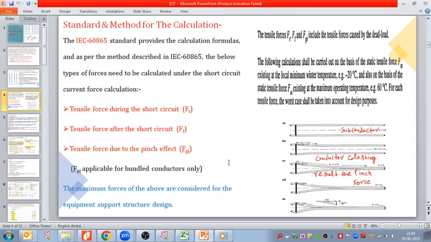So out of these three, which one is maximum? That one value we provide to civil, that this would be the force from the electrical side that needs to be considered for the structural design. The maximum force out of the above three is considered for the equipment support structure design. Okay. Now let us see one by one.